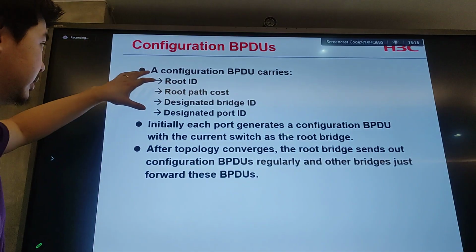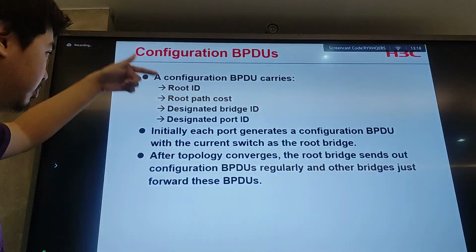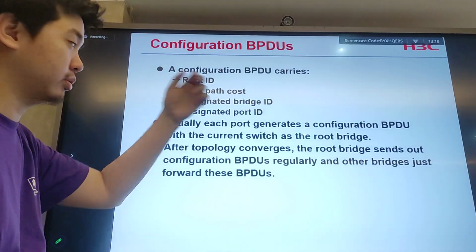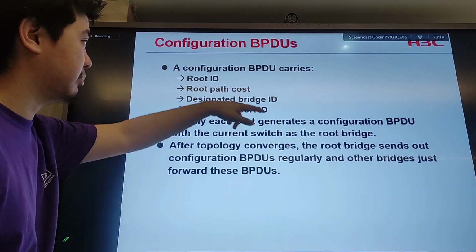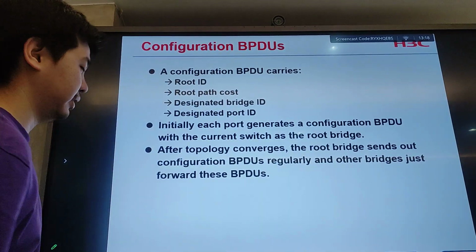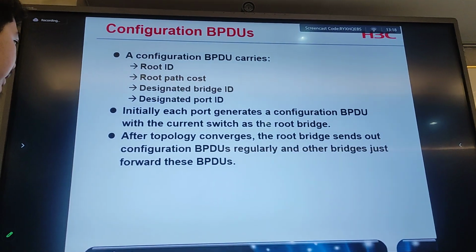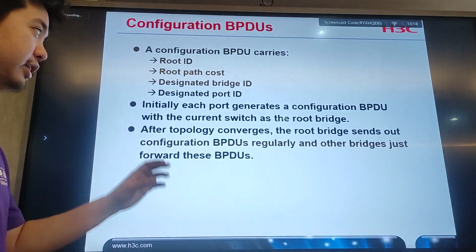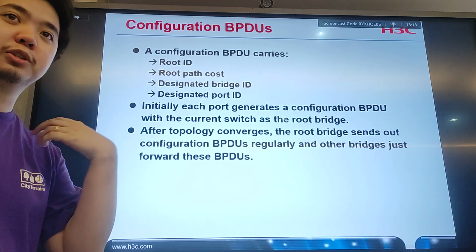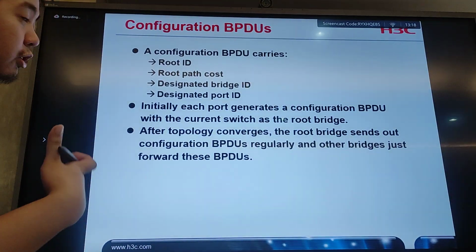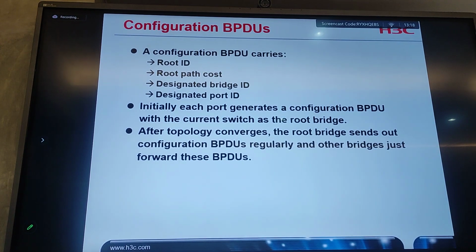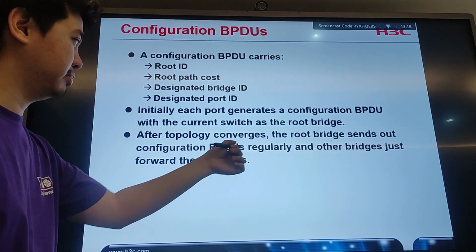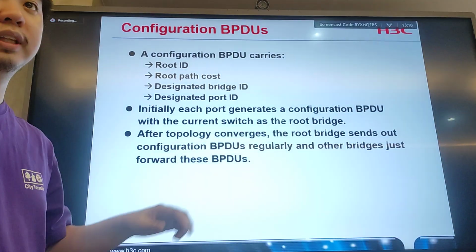Configuration BPDU carries the following. So root ID, sino ba yung root bridge? Root path cost, ano yung cost ko papunta dun sa root bridge. Designated bridge ID, so ano yung bridge ID ko, and of course may mga designated port IDs din yan. Initially, each port generates a configuration BPDU with the current switch as the root bridge. So ina-assume niya ako yung root bridge unless may mas superior na BPDU ako matatanggap. After topology converges, root bridge sends out configuration BPDUs regularly and other bridges just forward these BPDUs.